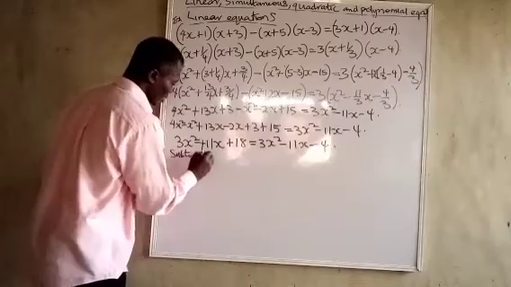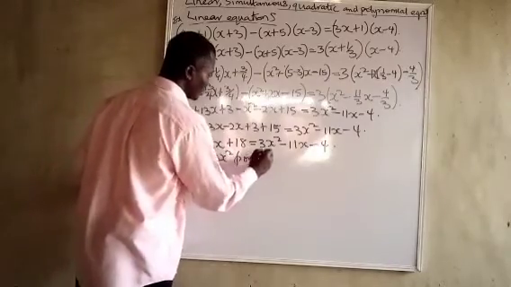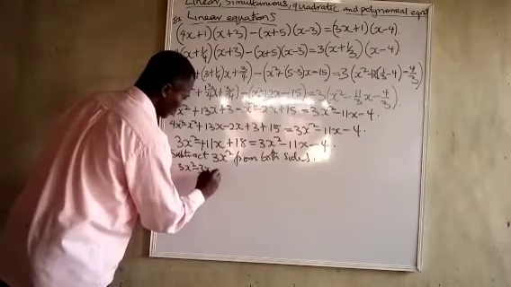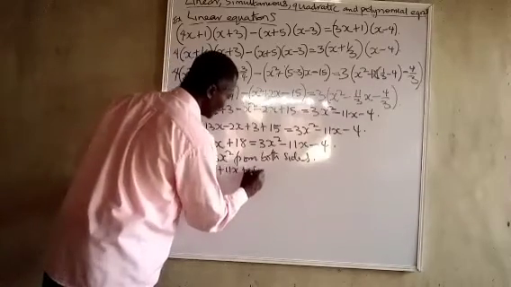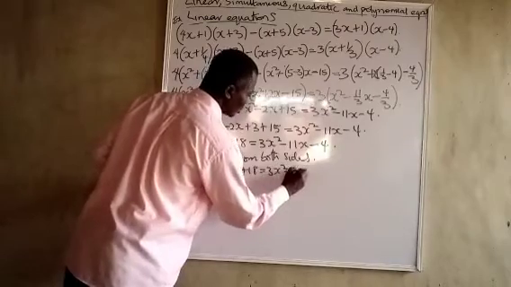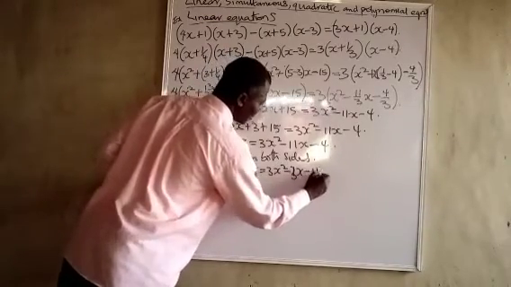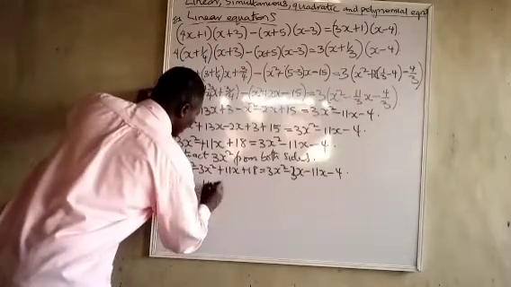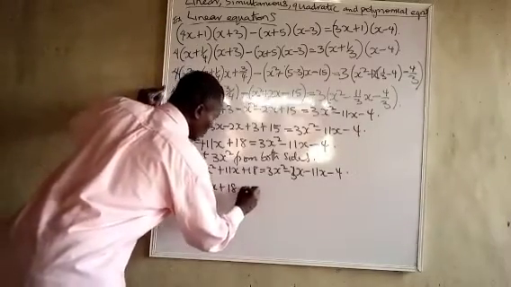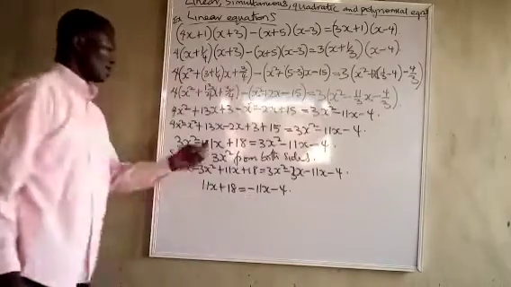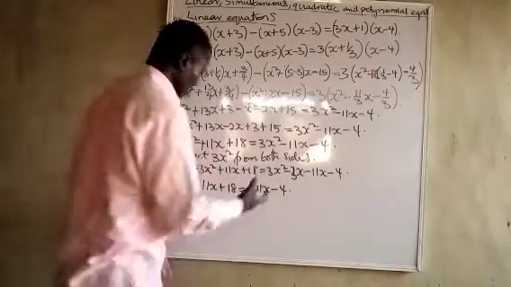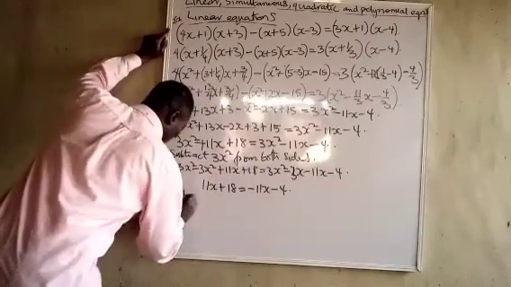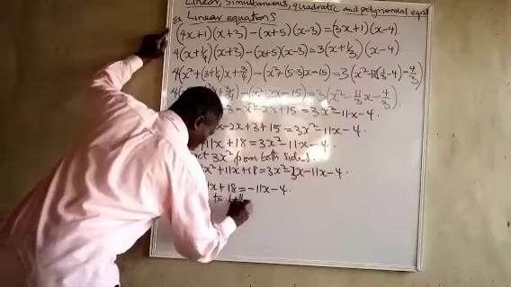Let's start by subtracting 3x squared from both sides. So I have 3x squared minus 3x squared plus 11x plus 18 is equal to 3x squared minus 3x squared minus 11x minus 4. So that gives me 11x plus 18 is equal to minus 11x minus 4. Now, to make this one simple, let me add 11x to both sides.